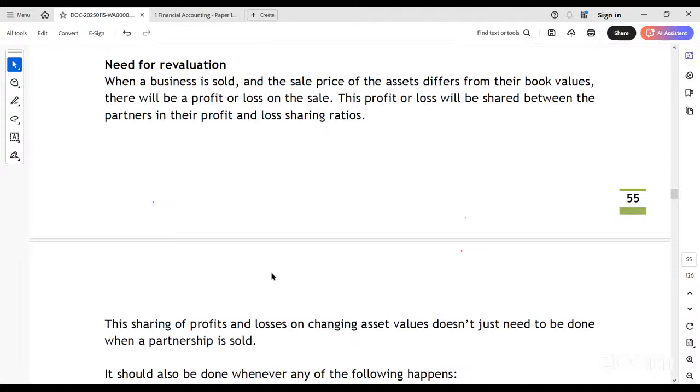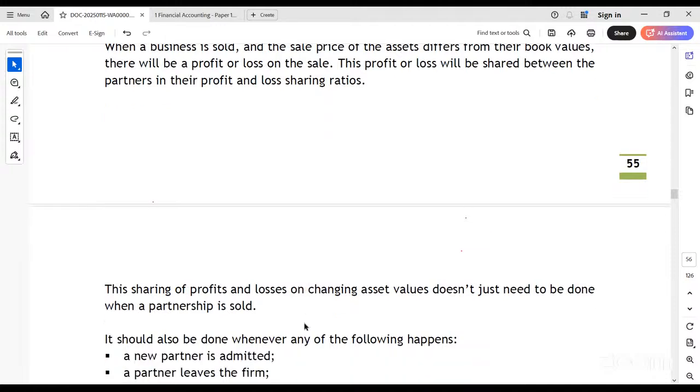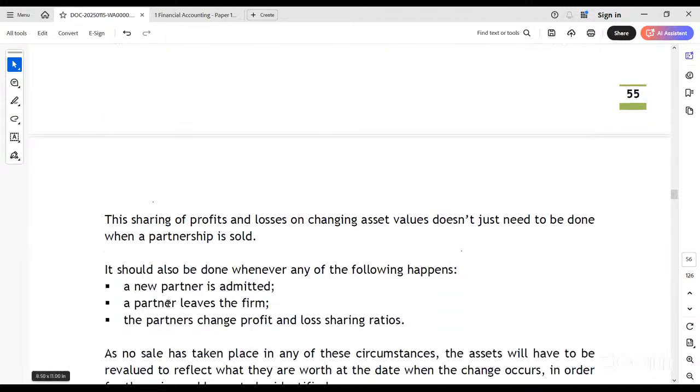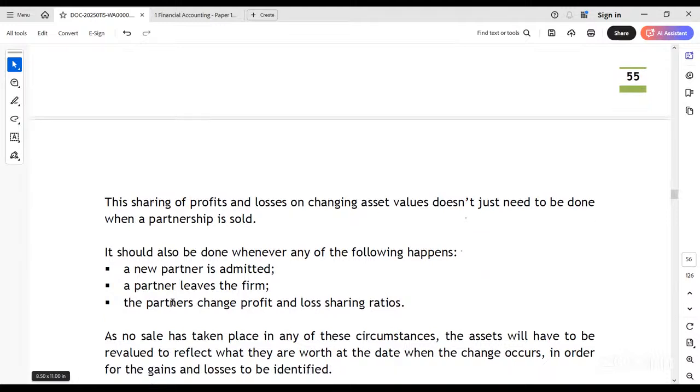This sharing of profits and losses on changing asset values does not just need to be done when the partnership is sold. So we don't need to revalue assets when the partnership is being sold, no. But whenever a new partner is being admitted, whenever a partner leaves, or when there is a change in profit and loss sharing ratios, then the partnership assets have to be revalued.